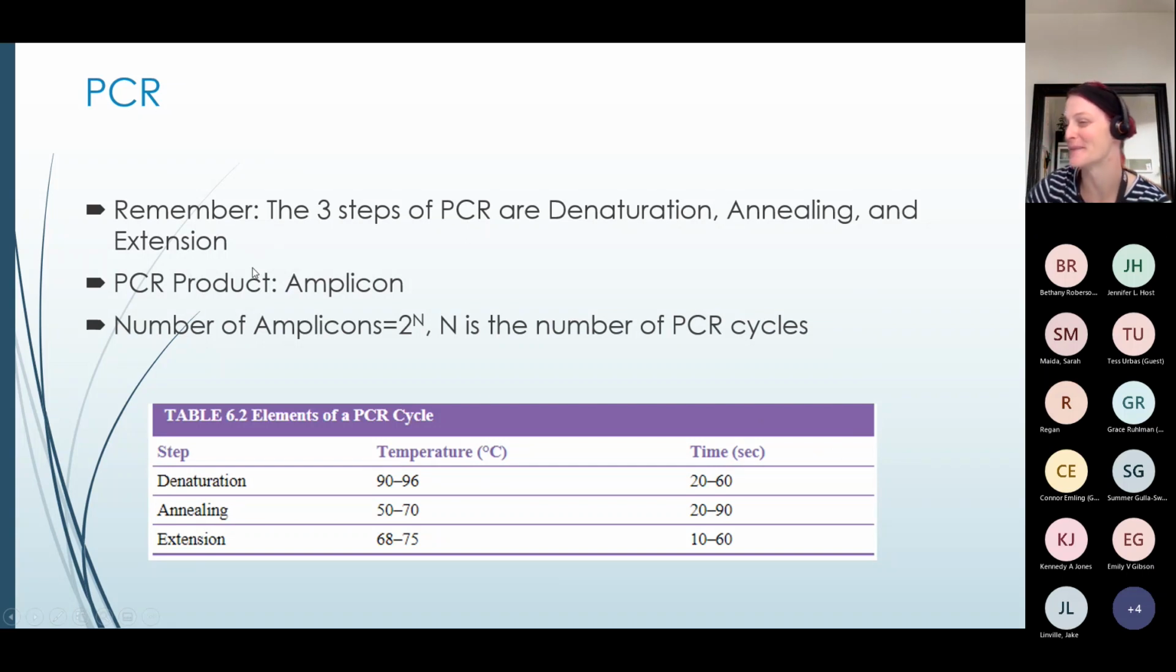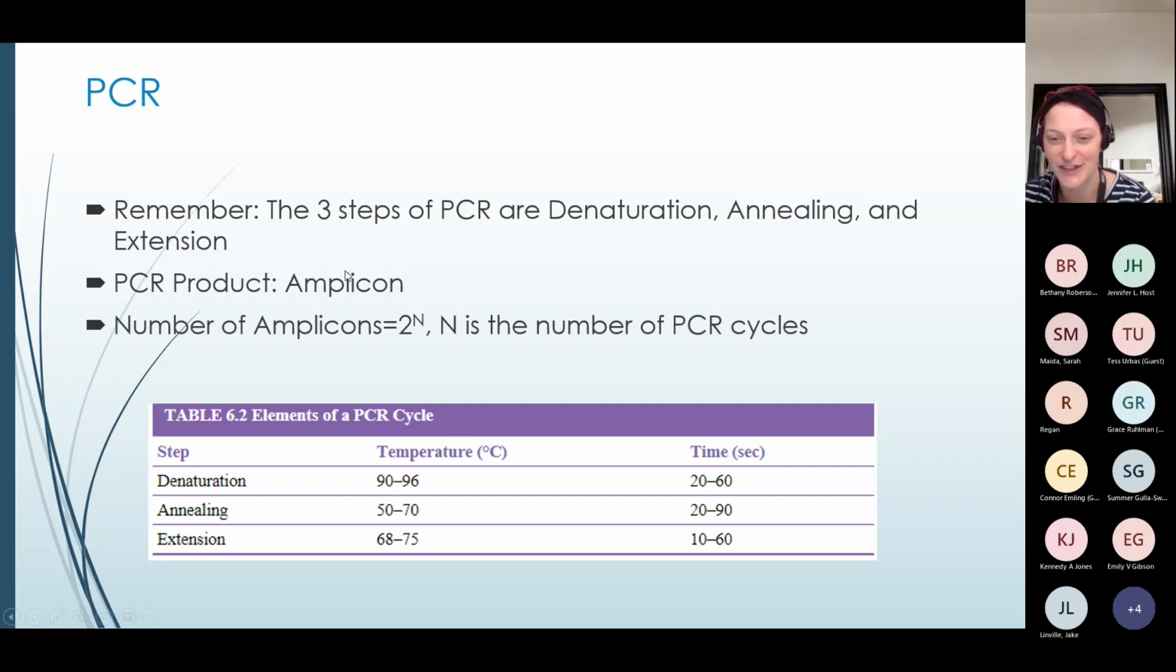So PCR, remember the 3 steps of PCR are denaturing, annealing, and extension. That you should memorize. Denature, anneal, extend. Those are the 3 processes. You just have to memorize it. So if you get anything out of this, know that. Okay.